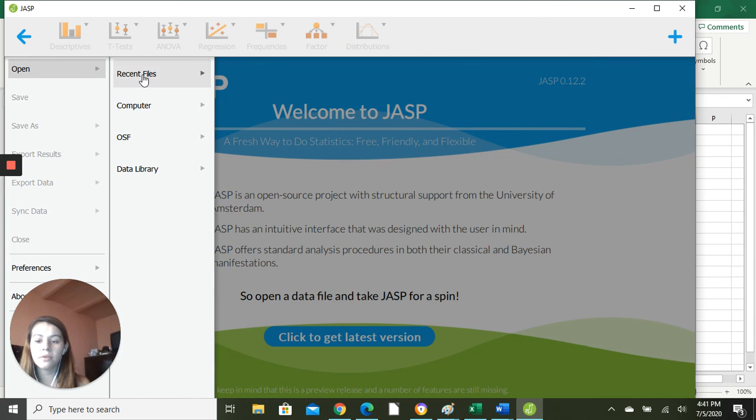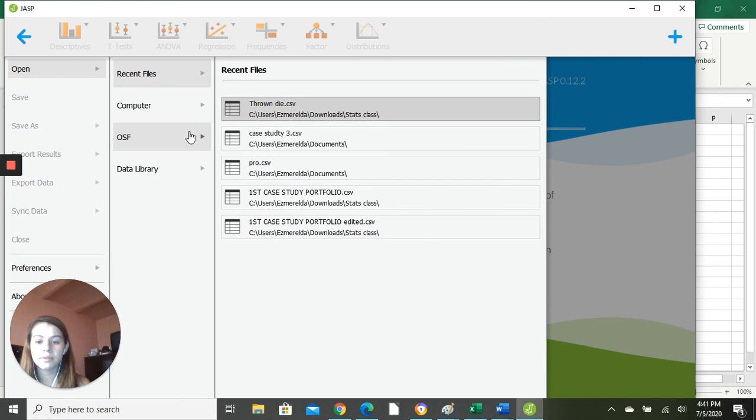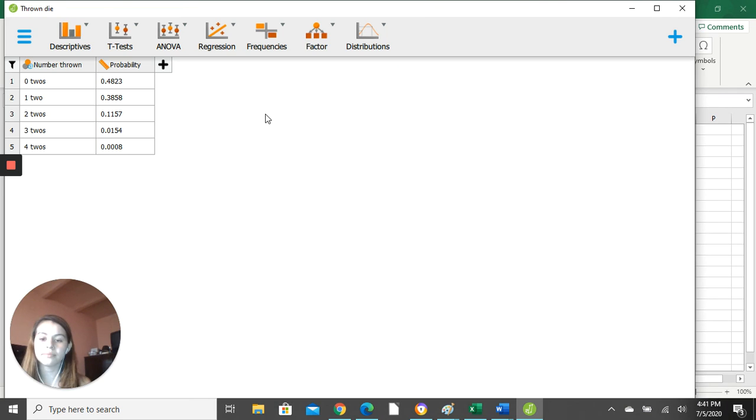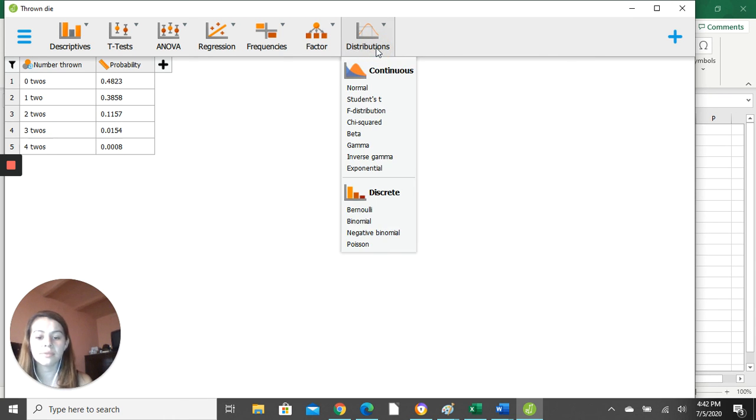Open a file, recent files, drone die. So this is my data. So right here, I put number and the probability. So 0 twos, 1 two, 2 twos, 3 twos, 4 twos. And these are the probabilities we just got. So I'm going to open up distributions and open up binomial.